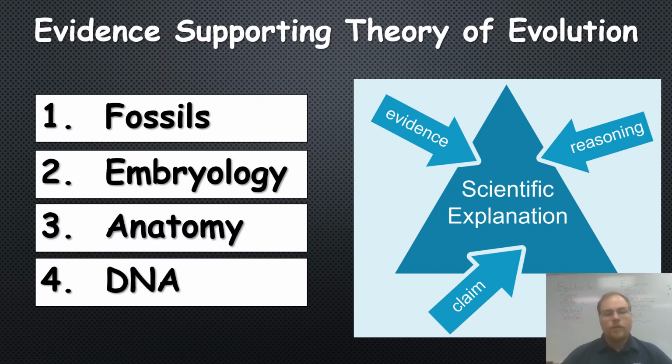Now that we understand what evolution is, we're going to be talking about the evidence supporting the theory of evolution, which is going to be right here, and we're going to be diving into each one of these individually. But just remember that the evidence right here is just one part of a scientific explanation that is the theory of evolution. Scientists take this evidence, they reason it out, and they make the best claims they can to support that evidence and that reasoning, coming up with the theory of evolution.